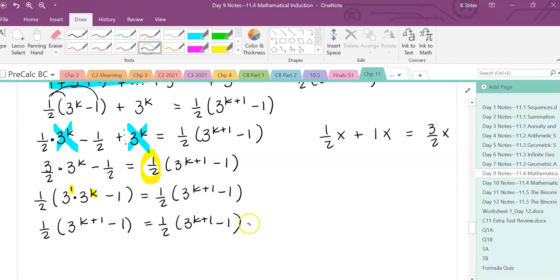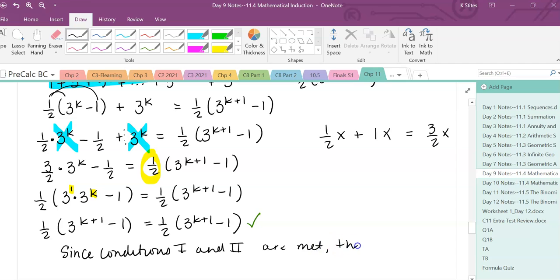Check. And for this last one, I'll write my statement. Since conditions 1 and 2 are met, the statement is true for all natural numbers. Apparently my pen does not want to write the statement, but it is true for all natural numbers.